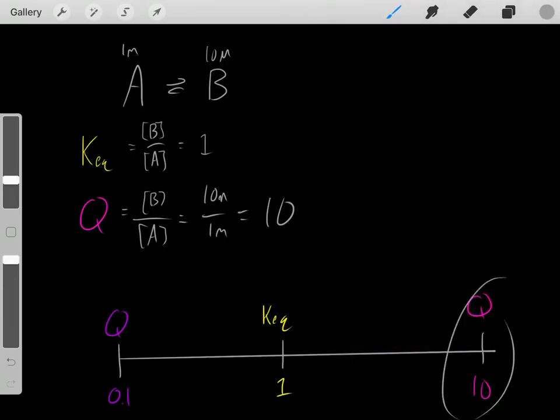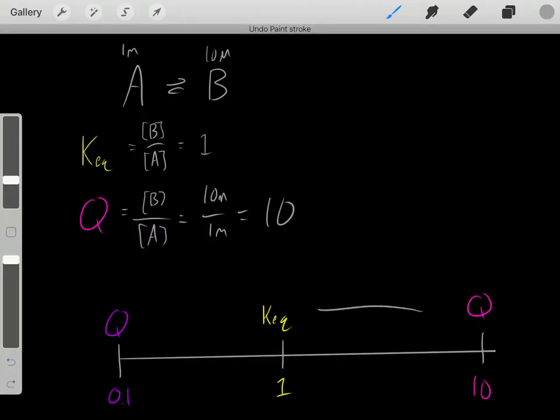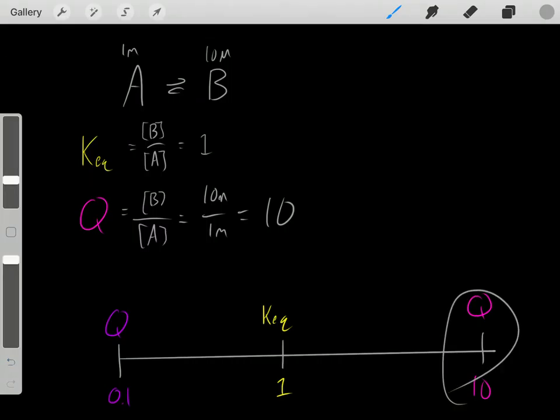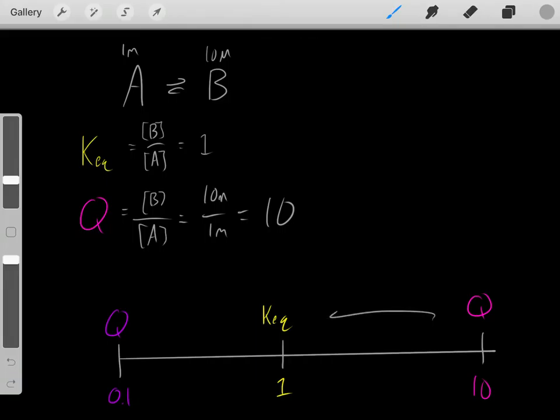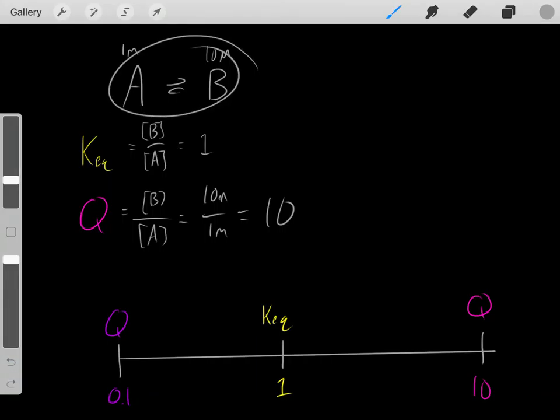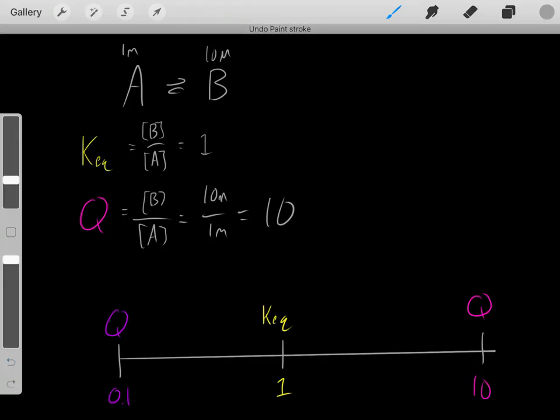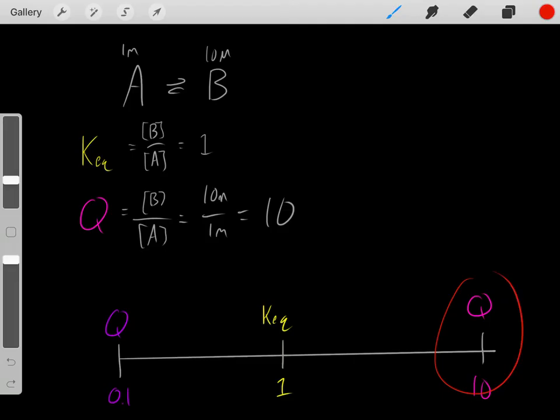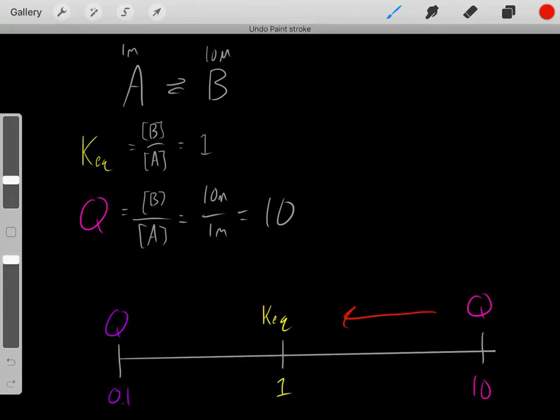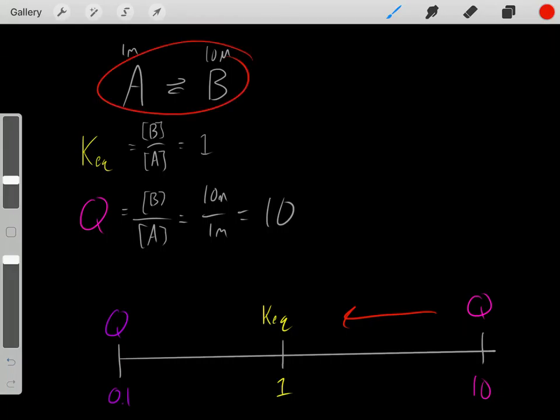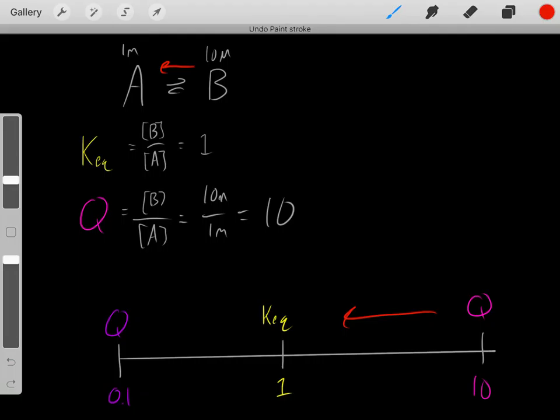Now we know this reaction wants to go towards the left towards equilibrium. We're not at equilibrium, so the reaction wants to go towards the left to get to equilibrium. So again, if the reaction quotient is higher than the KQ, it wants to go towards the left, towards equilibrium. That's a neat trick we can use.